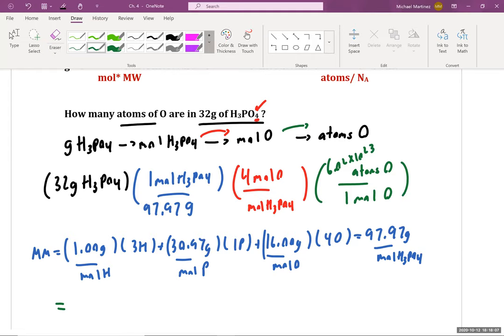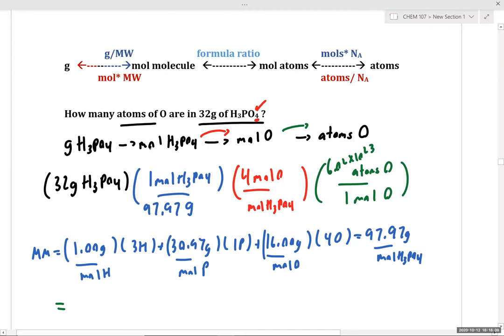So when we punch this into our calculator, we get 32 over 97.97 times 4 times 6.02 EE23. And that in turn gives us 7.865 times 10 to the 23rd that we round to 7.9 times 10 to the 23rd atoms of oxygen.